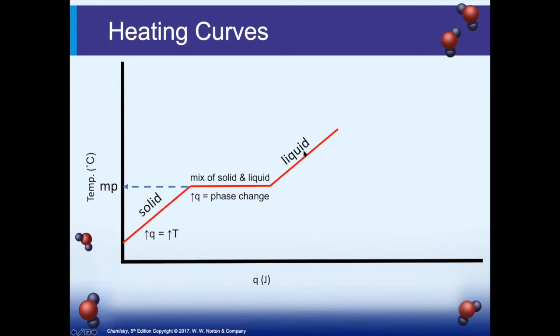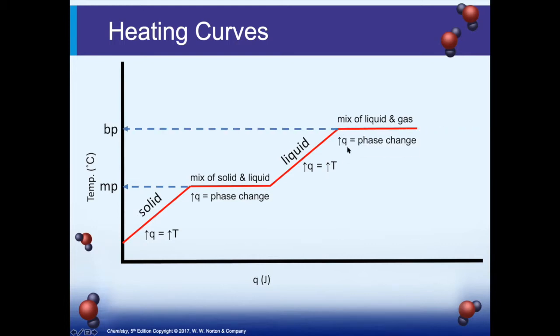Now this slope here represents the liquid phase. Once again, all the heat that I'm adding in this area is going into warming up those liquid molecules, giving them more kinetic energy, so they're moving around faster. Average kinetic energy is connected to the temperature, so the temperature goes up. Once again, an increase in Q is going to result in an increase in temperature. Eventually that liquid is going to get to its boiling point, and that's what this line represents.